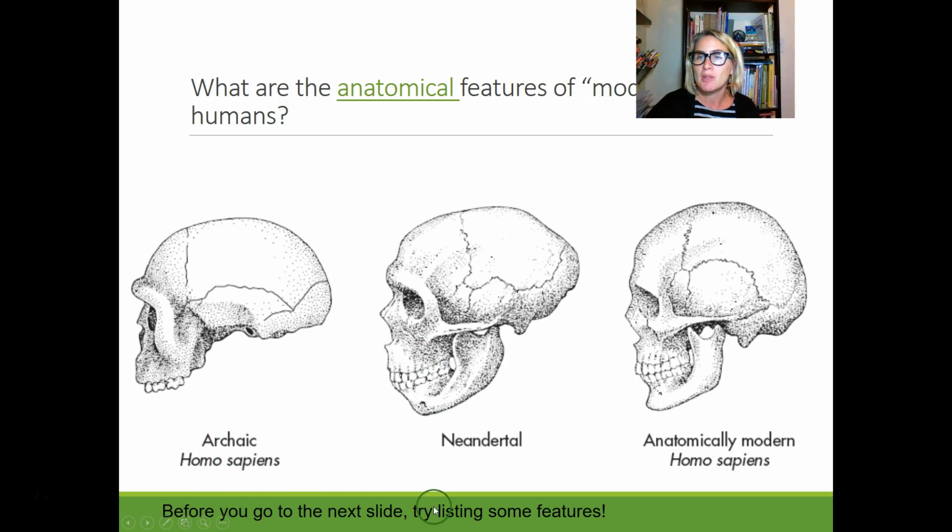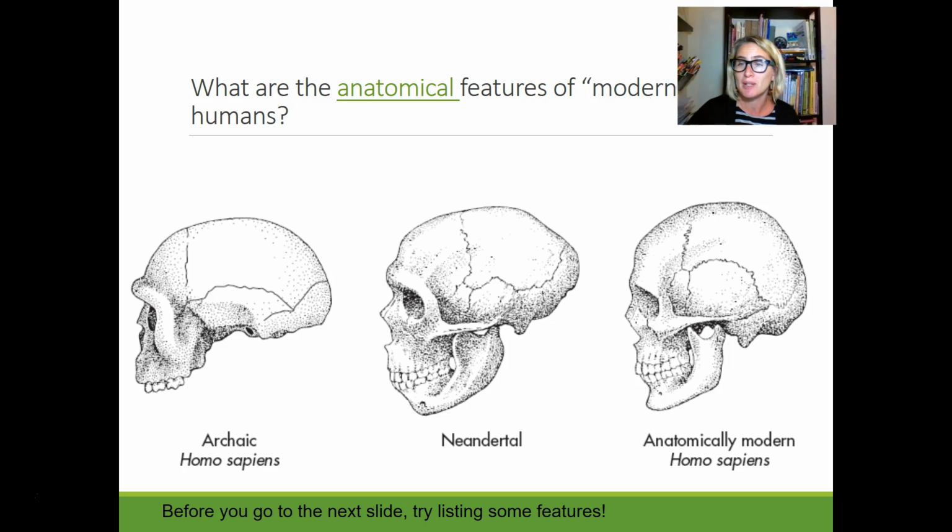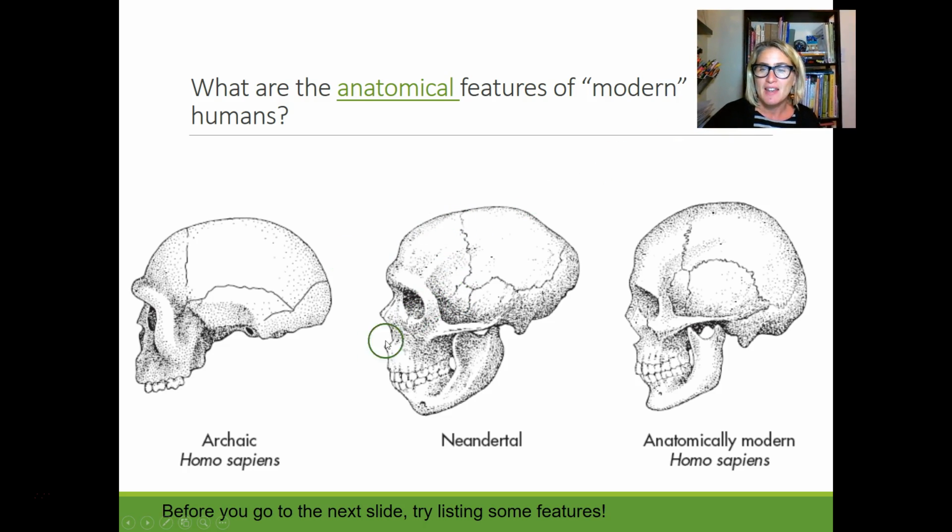So let's think about some of these anatomical features of anatomically modern Homo sapiens. Here on this image is the same one you have in your textbook. You have an archaic Homo sapiens minus his jaw, a Neanderthal, and an anatomically modern Homo sapiens. Just by looking at these three images, you should quickly be able to identify several features that set us apart from these other species. So take a minute to think about what they are and see how many you can name and circle or describe if you were to see an image like this.